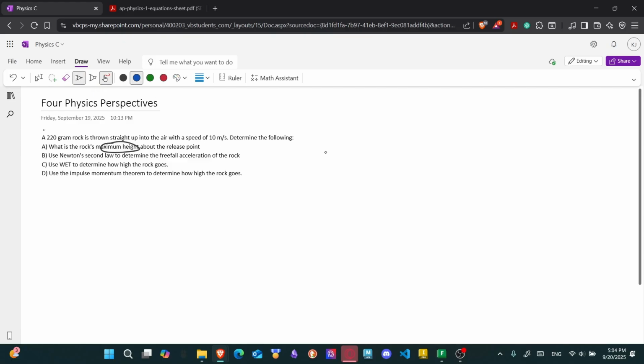Okay, moving on to part B. Use Newton's second law to determine the free fall acceleration of the rock. Newton's second law is F equals ma: force equals mass times acceleration. So we're looking for the acceleration of the rock.